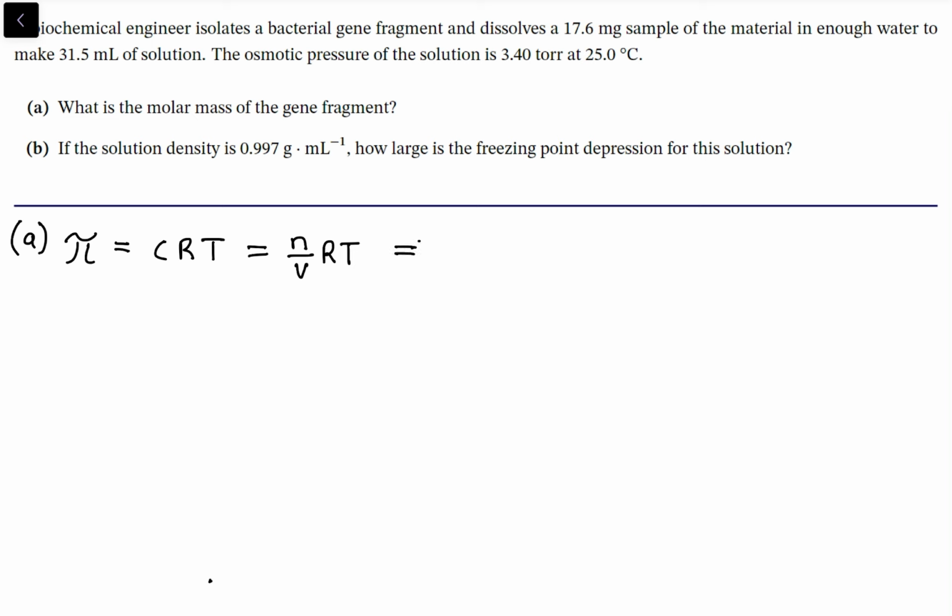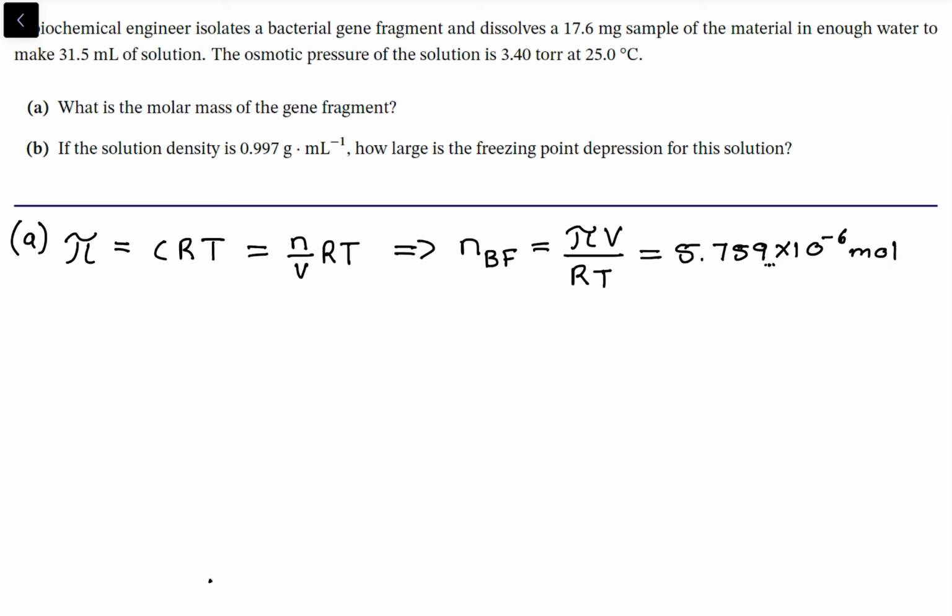So in this case, let's call it n bacteria fragment, the number of moles of bacteria fragment is equal to the osmotic pressure multiplied by the volume over RT. And honestly speaking, you can plug in the pressure, you can plug in the volume, make sure that your R has units of liter and torr, and your T is 298.15 Kelvin, and you should get a value of 5.759 times 10 to the power minus 6 mole.